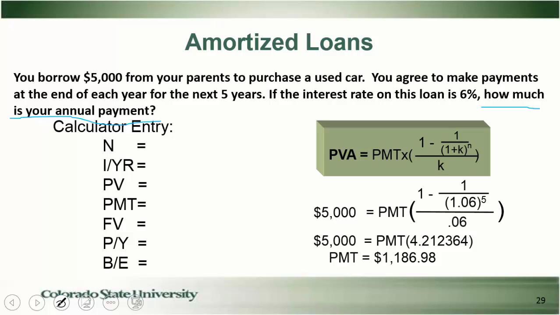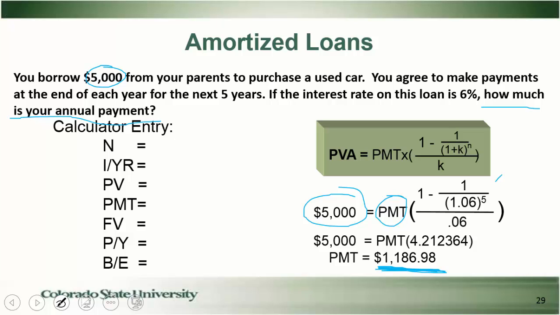So we can use the present value of an annuity equation that we had before, and we set the present value equal to the amount we're getting today. And then we enter everything else in. We're going to solve for payment. So here is the payment. There's our answer. But how do we do this in the calculator? Because this is just kind of tedious to use the equation.